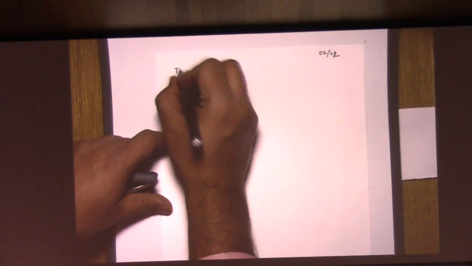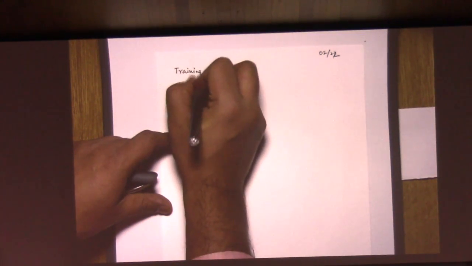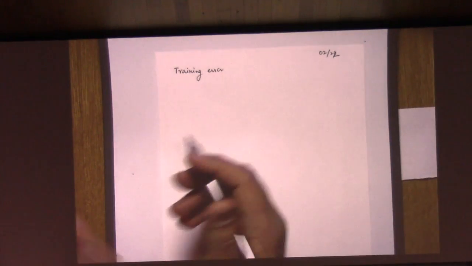So there are two types of error. One error is what we call training error, which is whatever your model is, what is its error on the training data that you already have. That is something that we can measure. That's easy to measure, right?